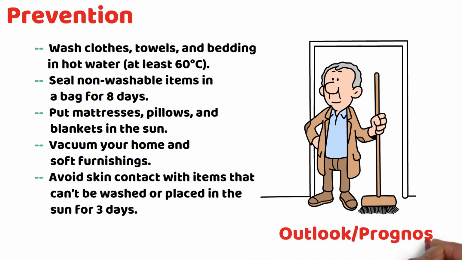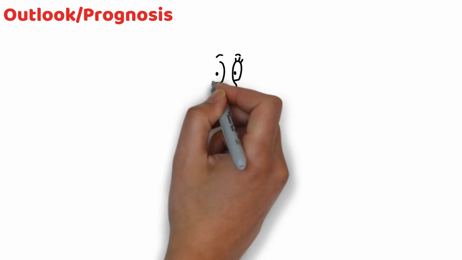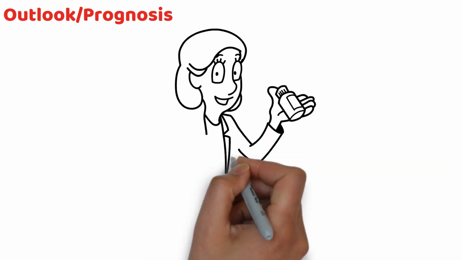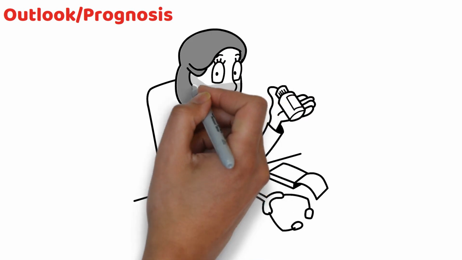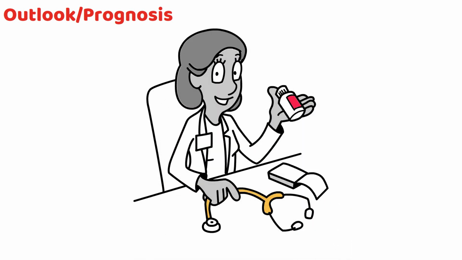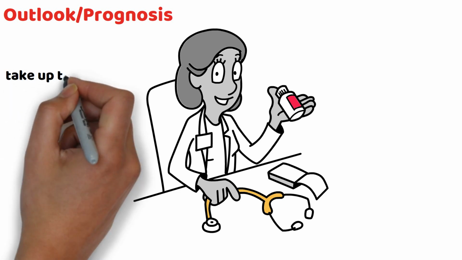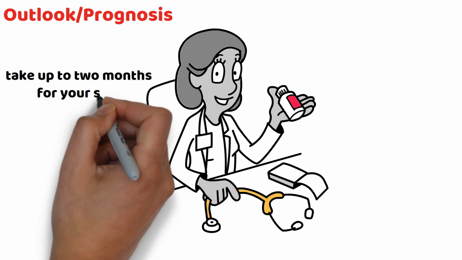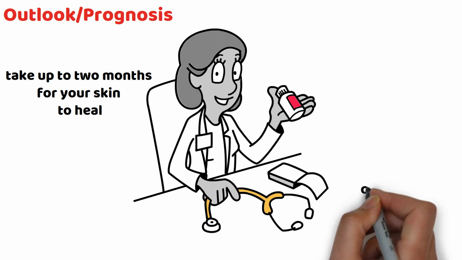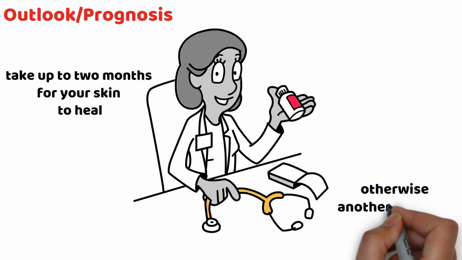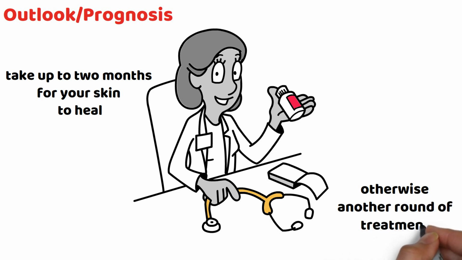Its outlook, or prognosis: while scabies can be uncomfortable and last for weeks, your healthcare provider can prescribe medication to get rid of the mites and relieve symptoms. It may take up to 2 months for your skin to heal. If symptoms don't improve or if you still have a rash after 4 weeks, talk to your healthcare provider, as you might need another round of treatment. Make sure to wash your bedding, clothes, and towels and clean your floors to eliminate any leftover mites.